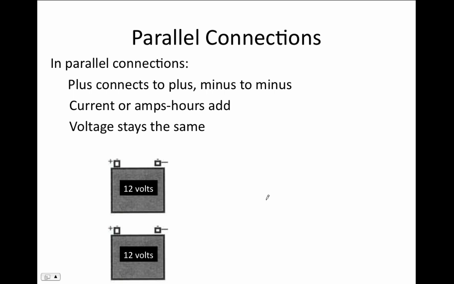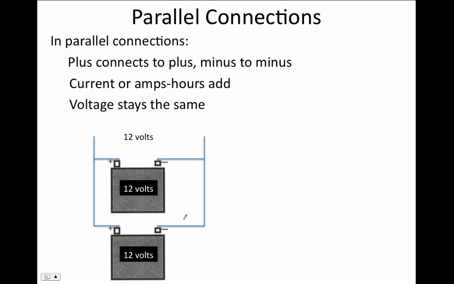So in parallel connections, plus connects to plus and minus connects to minus. And in this case, the current or amp hours add, but the voltage stays the same. So how does that work? Here in this situation, we've connected the plus to the plus and the minus to the minus, and then we can take off here 12 volts.